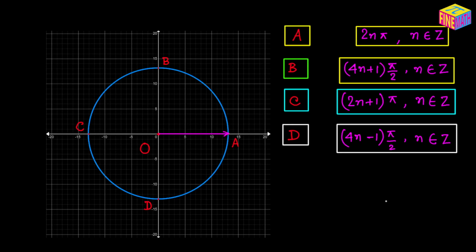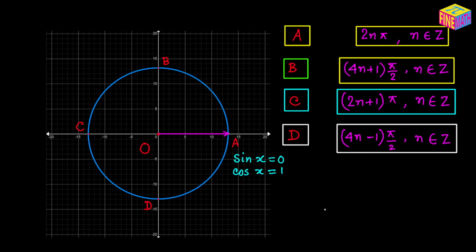The y coordinate of point A would be 0 and the x coordinate of point A would be 1. That means the cosine function at this position would be 1, which is the x coordinate, and the sine function would be 0, which is the y coordinate. So I'm going to make the note like this.